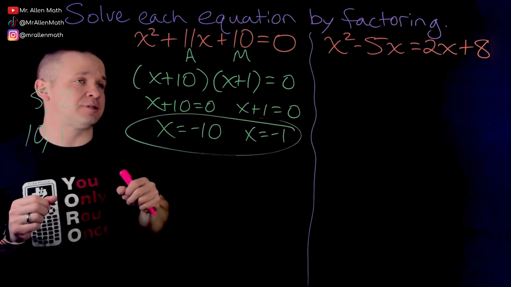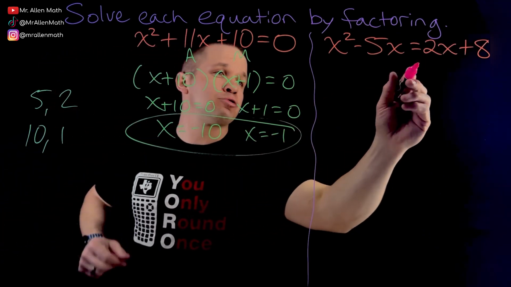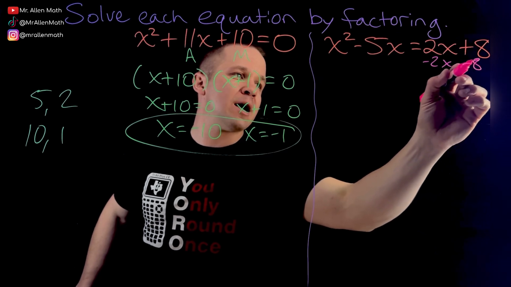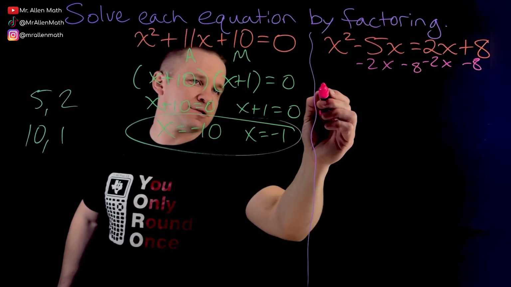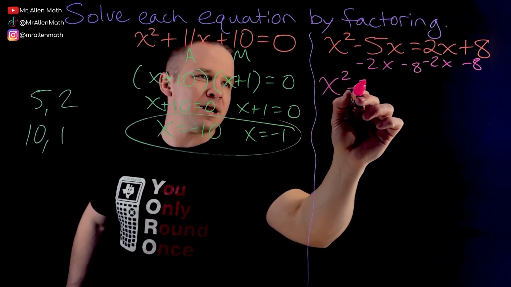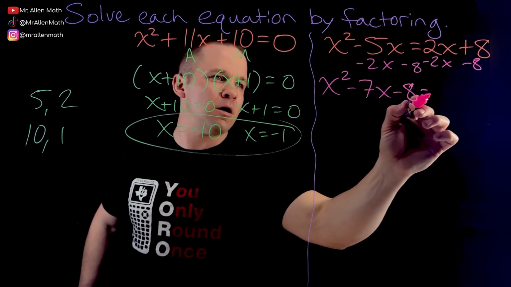All right, this one, it is not currently equal to 0. I got to set it equal to 0. So let's do that. I'm going to subtract 2x, and I'm going to subtract 8. So minus 2x here. That 8 just goes with whatever. It's just going to be by itself. So I got x squared minus 7x minus 8, and that all equals 0.